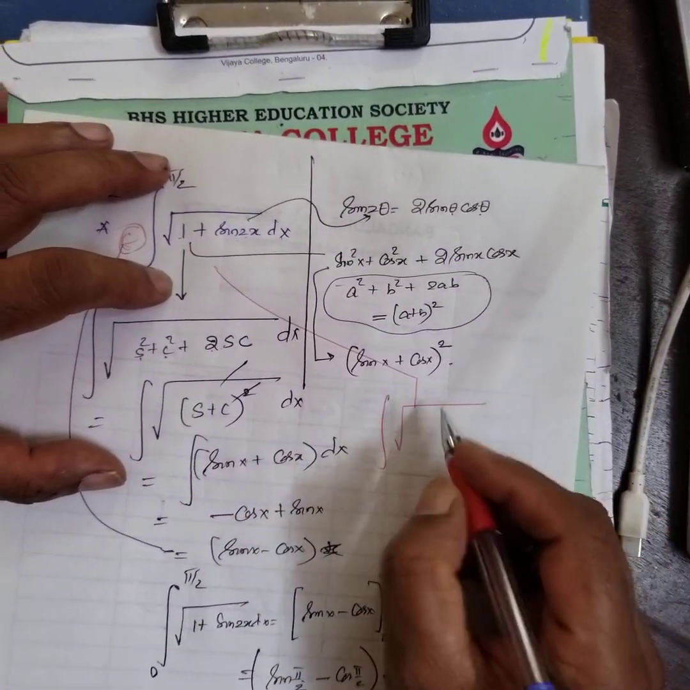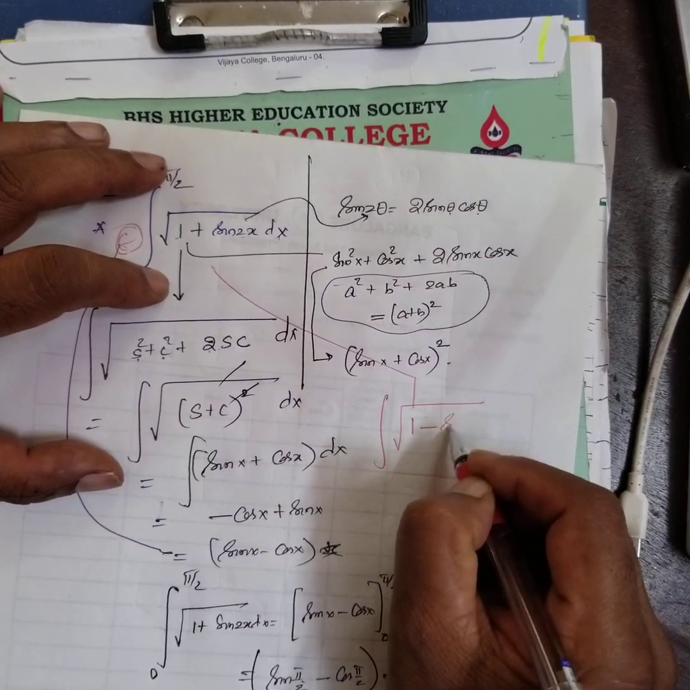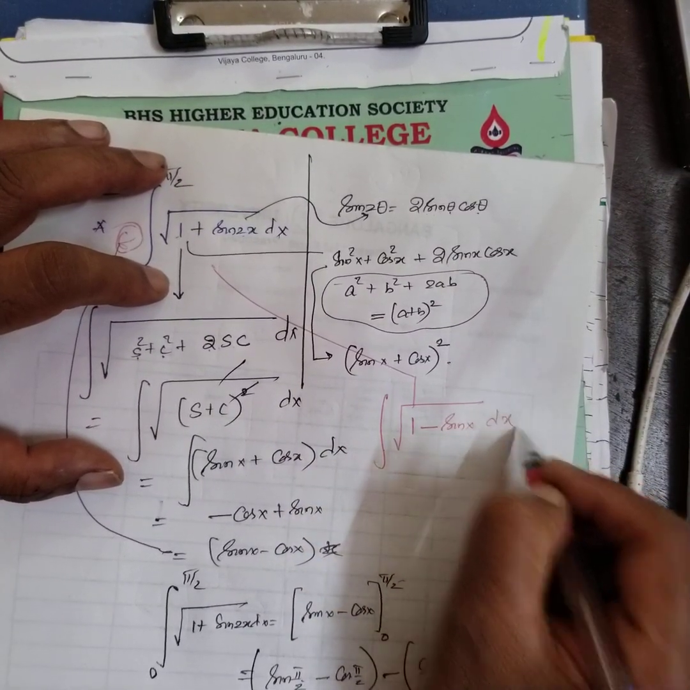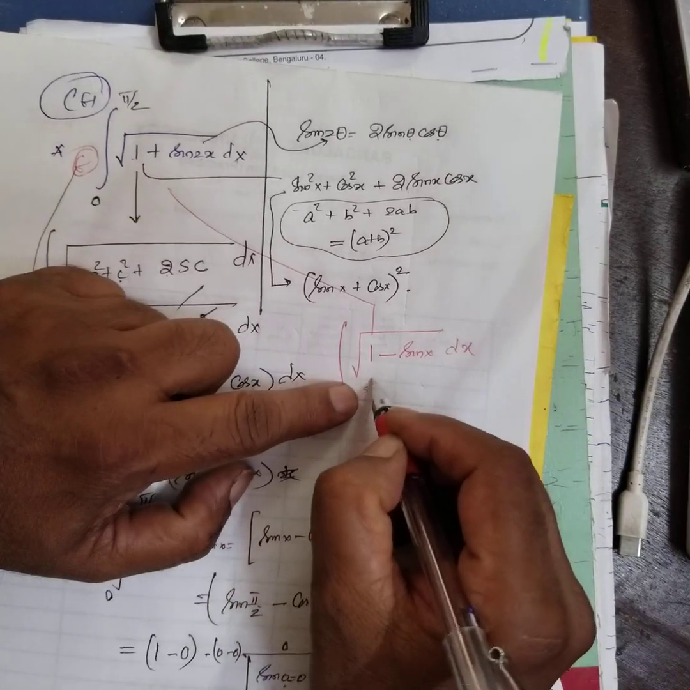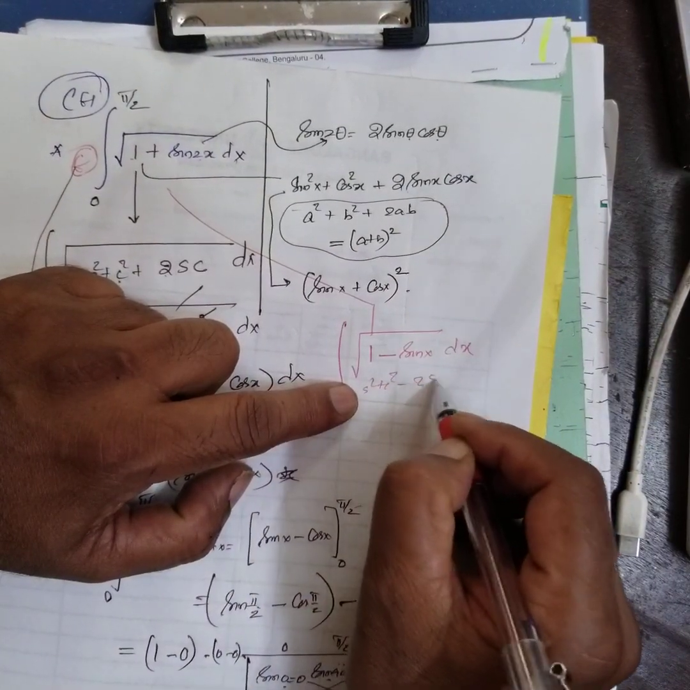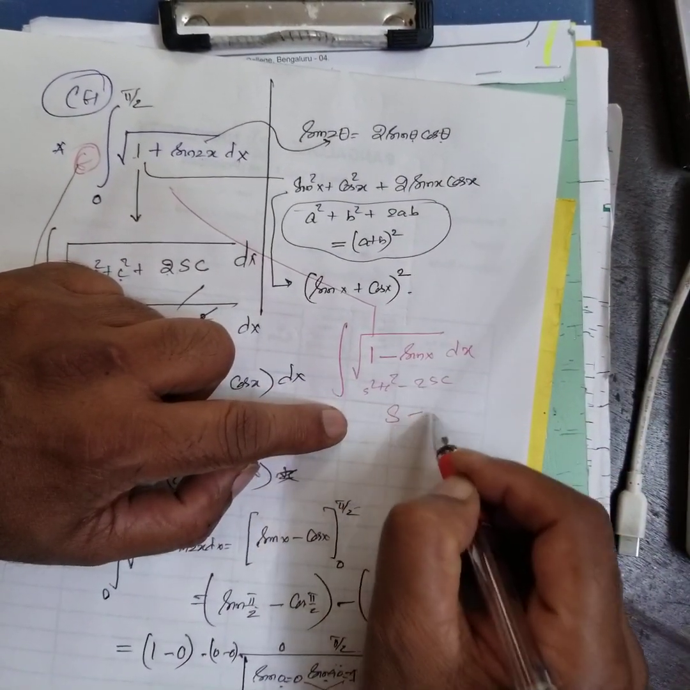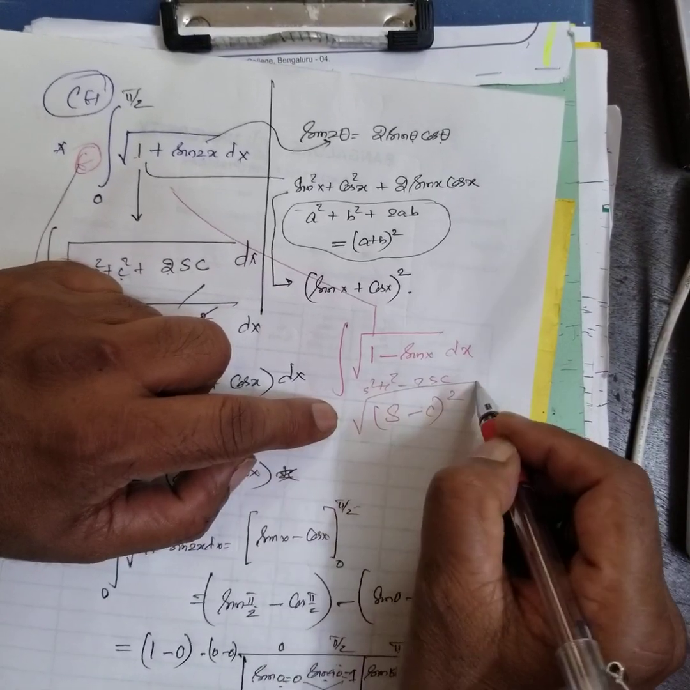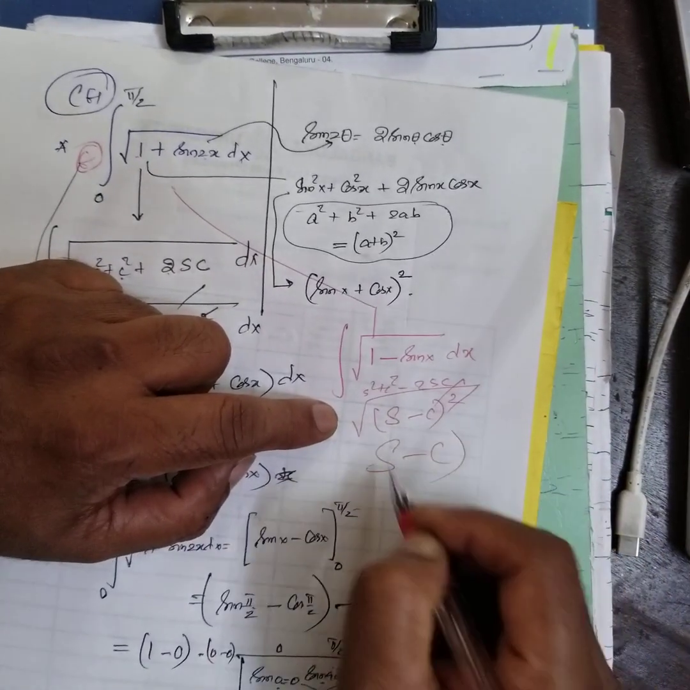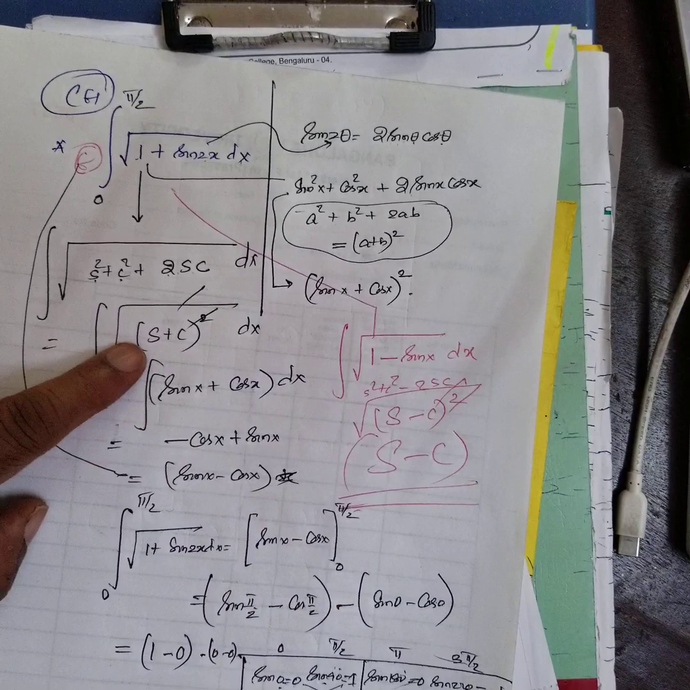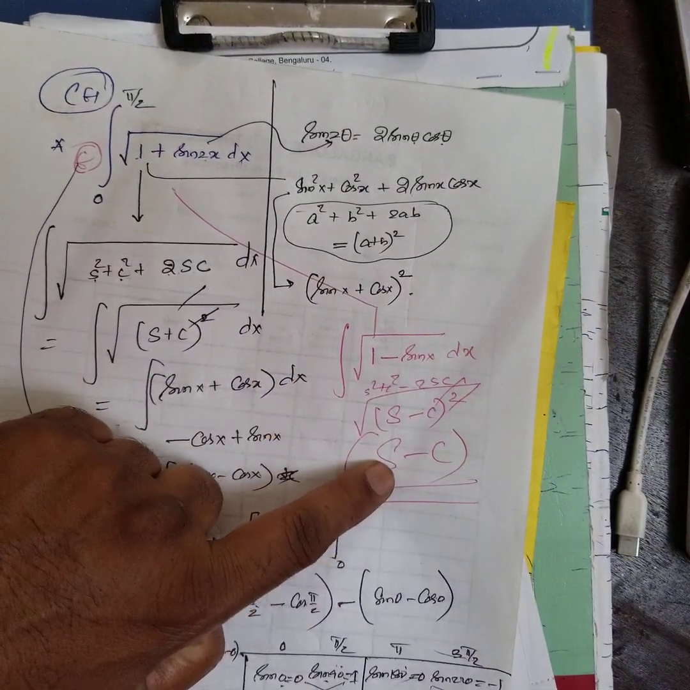Integral of square root of 1 minus sin x dx. What do you have to write? sin square plus cos square minus 2 sin cos. This is (sin minus cos) whole square, and the square root gets cancelled. Sin minus cos. You can do it now. Here sin plus cos, here sin minus cos.